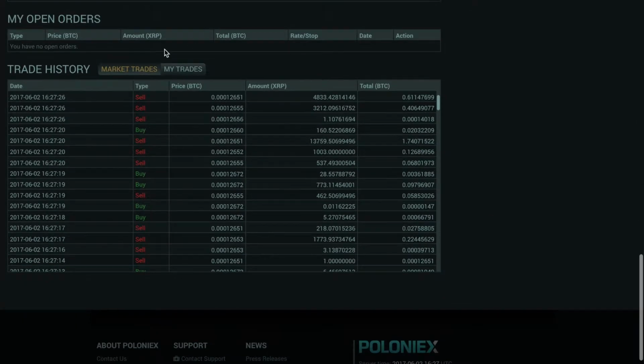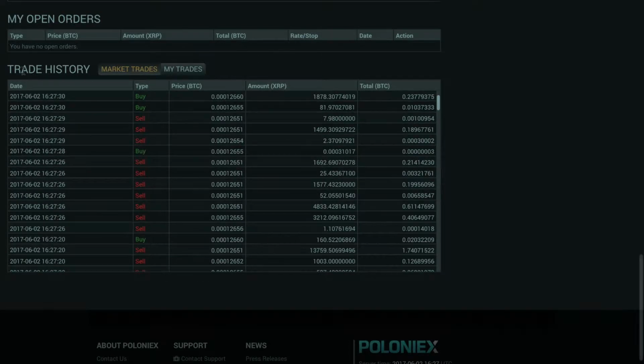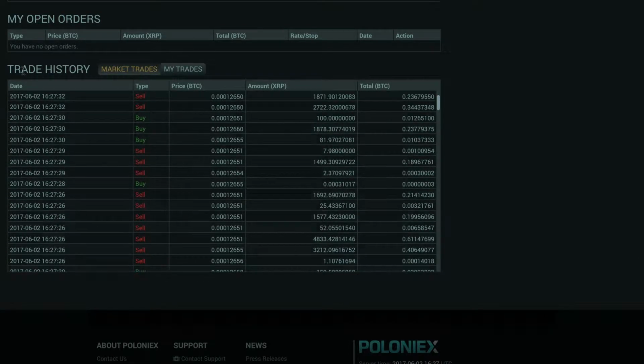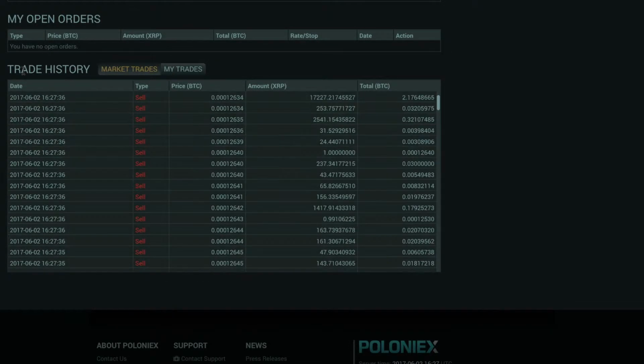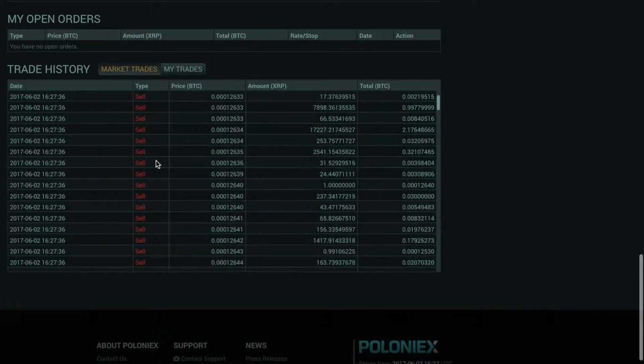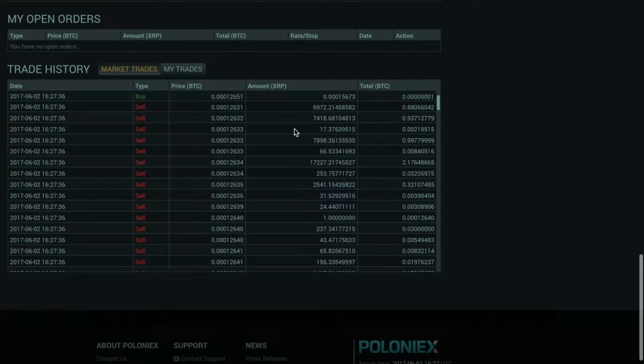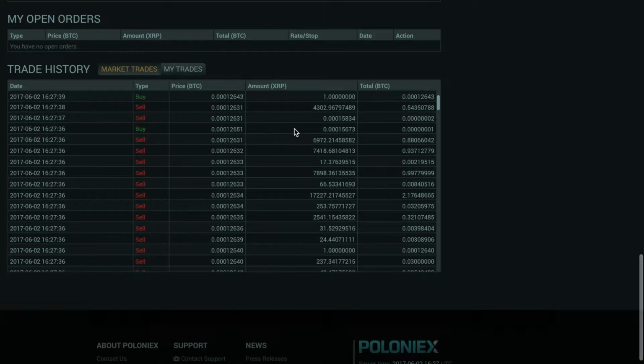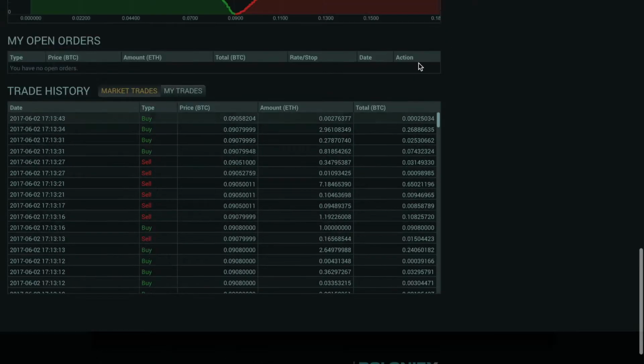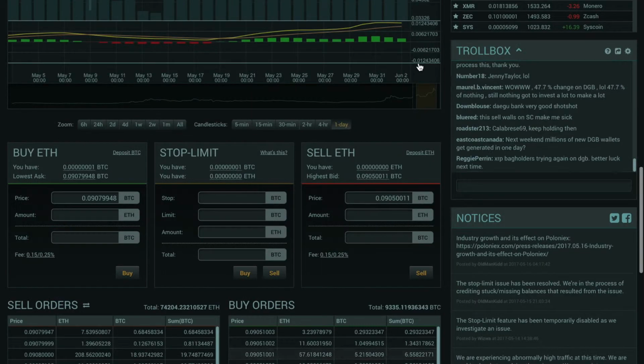And at the bottom is the trade history. It provides information about what happens in the market, and actually if you analyze this information, it may give you a great hint about what will happen in the market shortly. Well, let's go to margin trading.